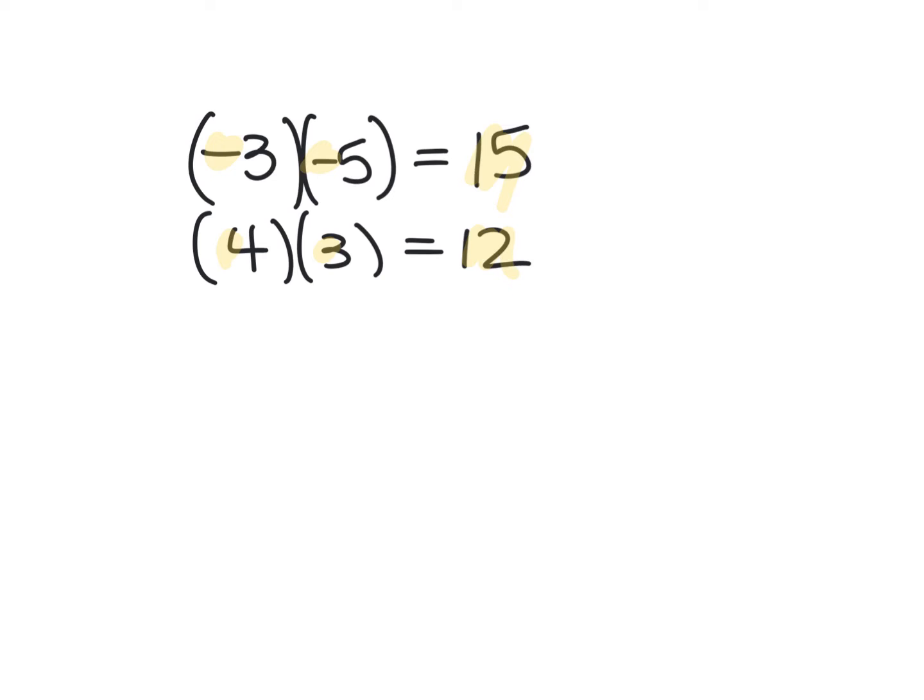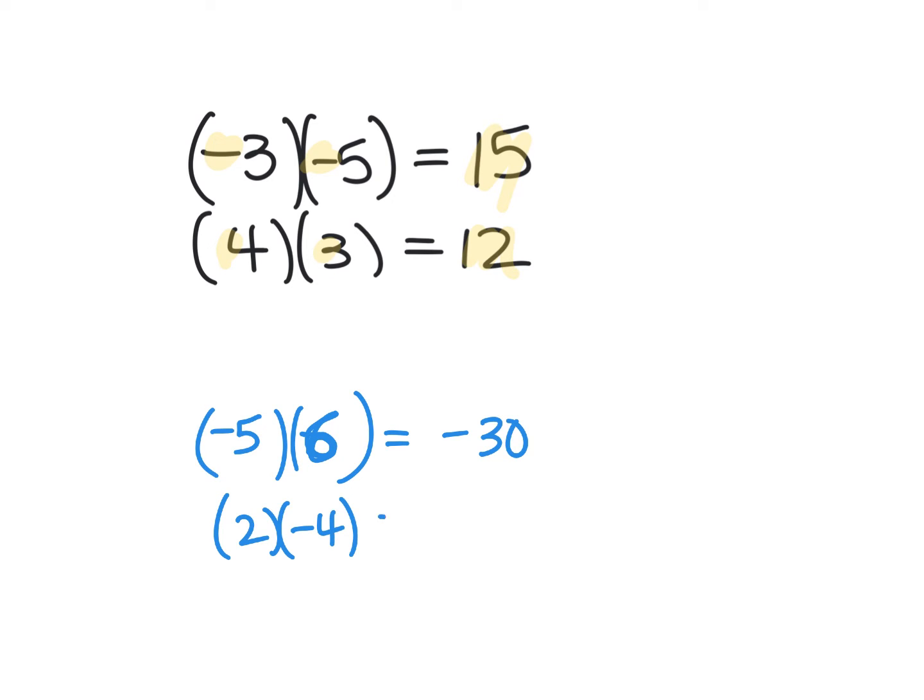We also learned that if you have different signs, like -5 times +6, okay, if you have one of each, no matter what, it's negative. So this would be -30. If I had 2 times -4, it's -8 because I have one of each. It doesn't matter what you have more of. They're just automatically negative. So that's just a quick refresher.